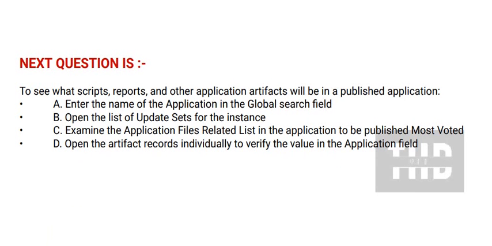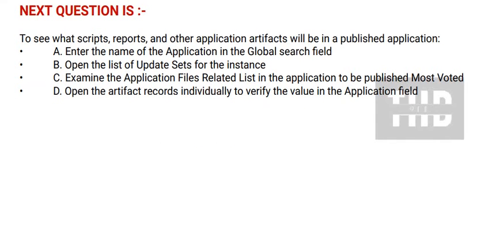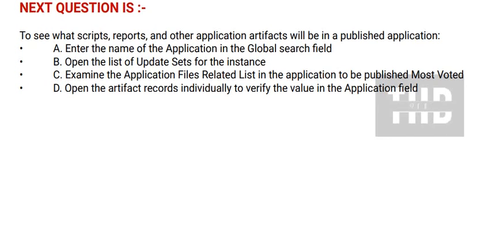Next question is, to see what script, reports and other application artifacts will be in a published application. Option A. Enter the name of the application in the global search field. Option B. Open the list of update sets for the instance. Option C. Examine the application files related list in the application to be published. And option D. Open the artifact records individually to verify the value in the application field. And the correct answer is option C.